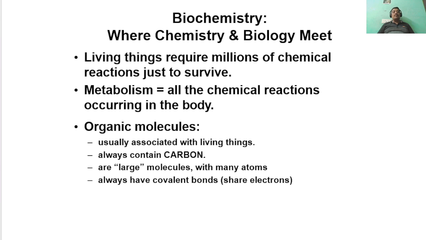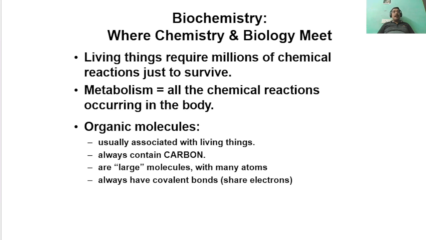For what? To survive. And these chemical reactions happen inside our system, and we call that metabolism. Metabolism is of two types. One we call anabolism, another one is catabolism. I'll be discussing in detail what anabolism and catabolism are, but together anabolism and catabolism are called metabolism.